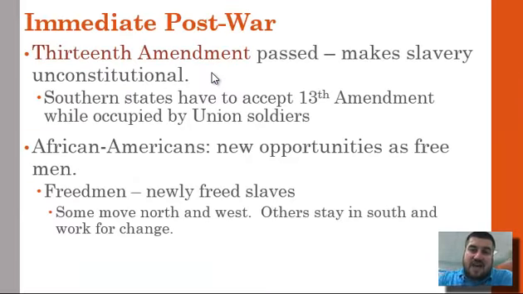So in the immediate aftermath of the post-war, we passed the 13th Amendment at the beginning of 1865, which makes slavery unconstitutional. And so the Southern states have to accept the 13th Amendment while they're being occupied by Union soldiers, and 3/4 of the states pass it, and it becomes part of the Constitution. For African Americans, they see themselves as a new frontier, new opportunities as free men, and that's what we call the newly freed slaves, freedmen. So we have this entire population of newly freed blacks in the South. Some of them move north or west, and others stay in the South and work for change, and we'll talk about them during our next unit over Reconstruction.